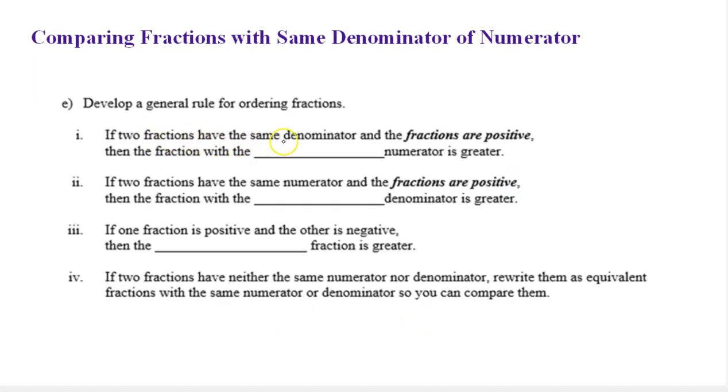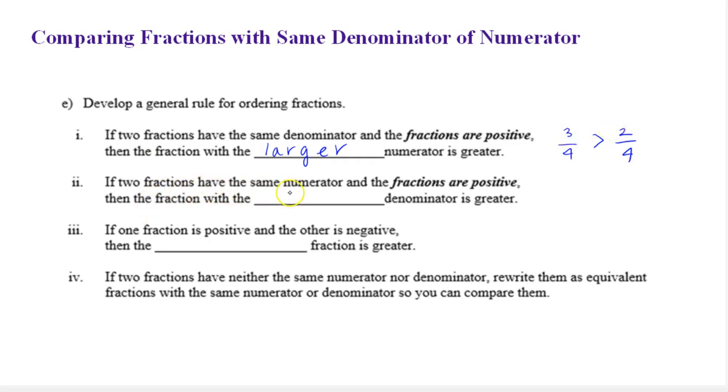If 2 fractions have the same denominator and the fractions are positive, we'll see in another video what we can do when they're negative, then the fraction with the larger numerator is greater. So for example, we saw that 3/4 is greater than 2/4. Okay, they have the same denominator, but the larger numerator is greater.